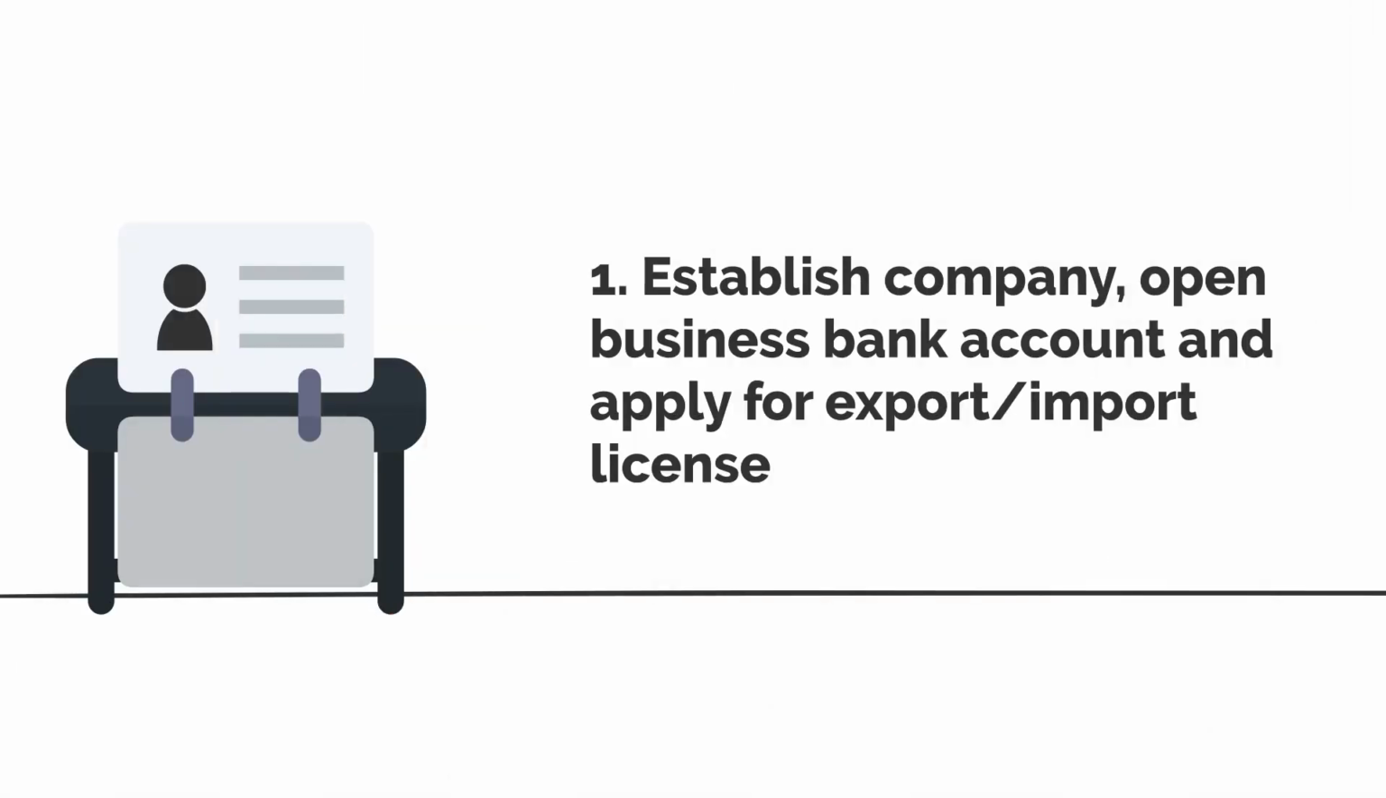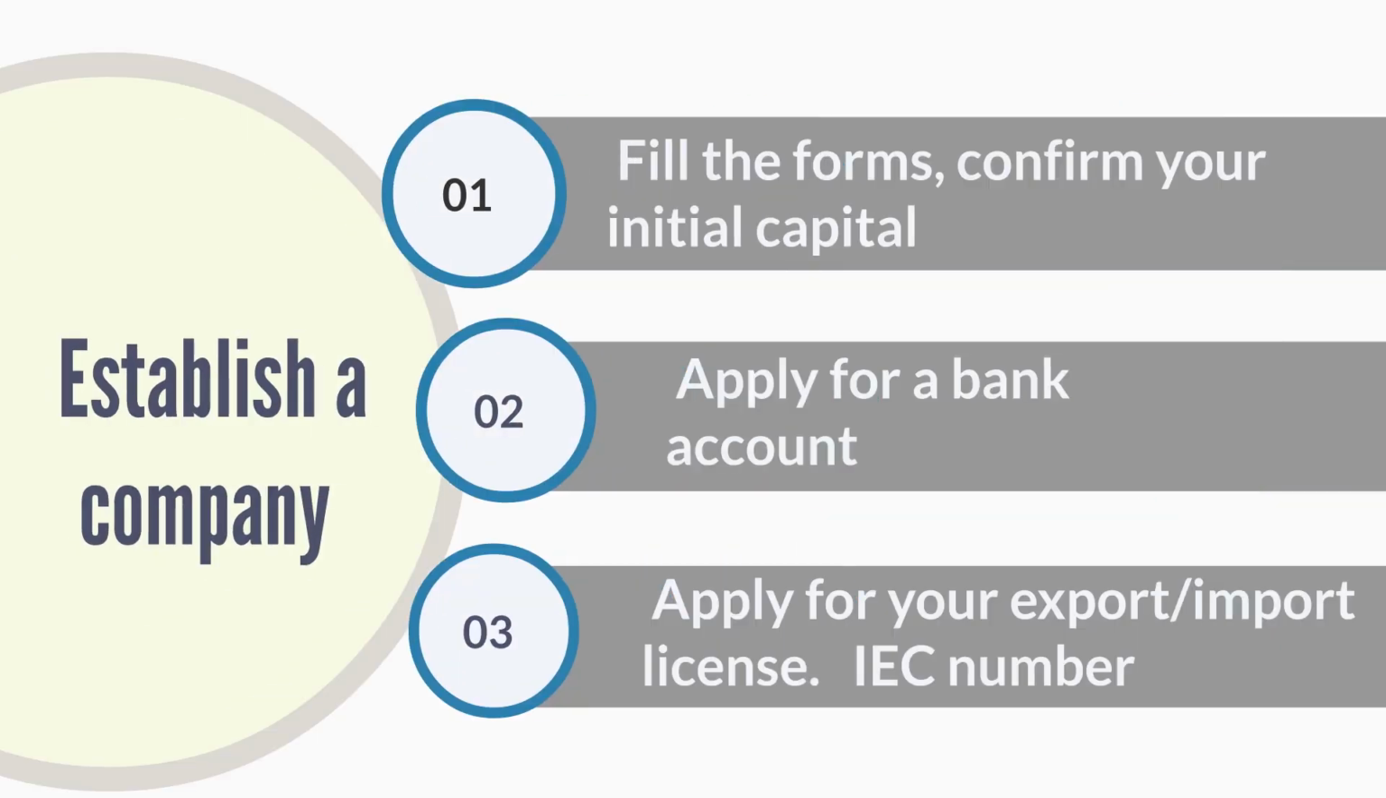1. Establish a company, open a business bank account and apply for an export-import license. First, you need to fill in the forms, confirm your initial capital, address details, contact details, and other formalities. After a while, your company will be established. To establish a company, you also need to pay some government fees.